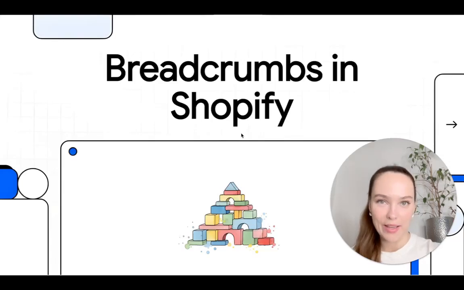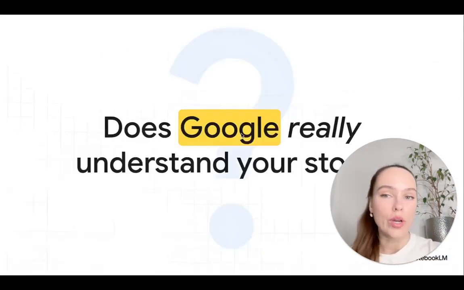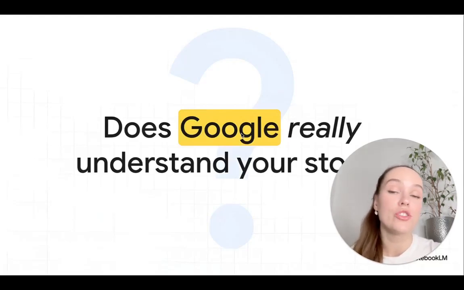Hello and welcome back. In this video, we'll talk about why your Shopify breadcrumbs don't work and, of course, how to fix it. So, when Google crawls your store, it needs to understand how your products are organized. Which category does this product belong to? What is the parent category? How does everything connect? And the same applies to AI systems such as ChatGPT, Gemini.